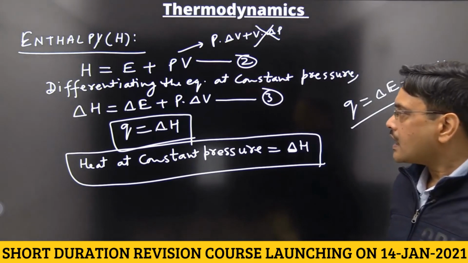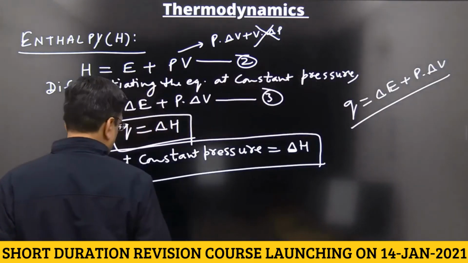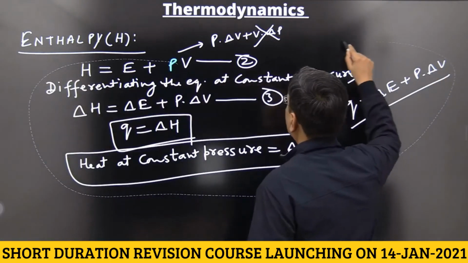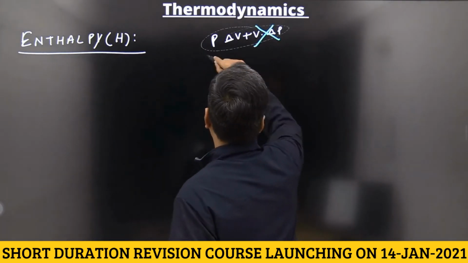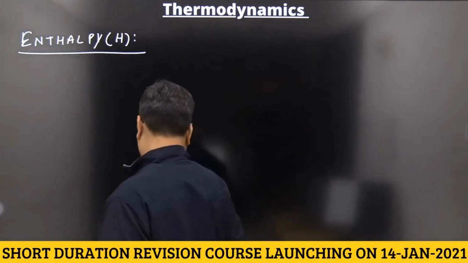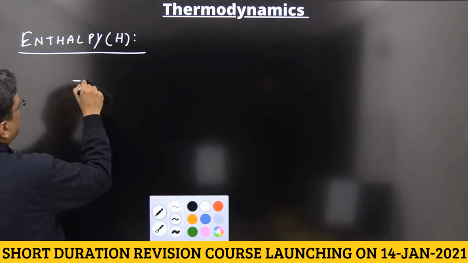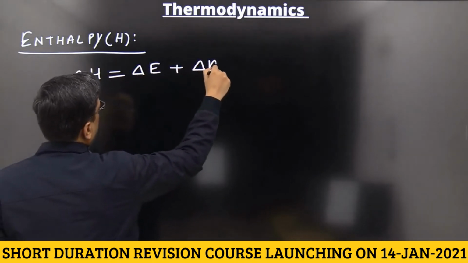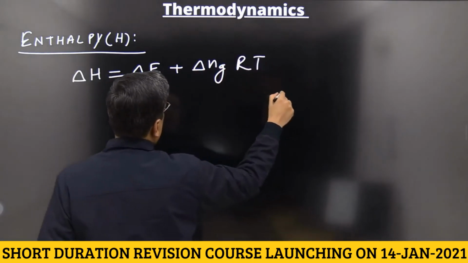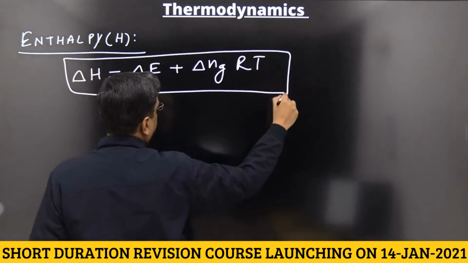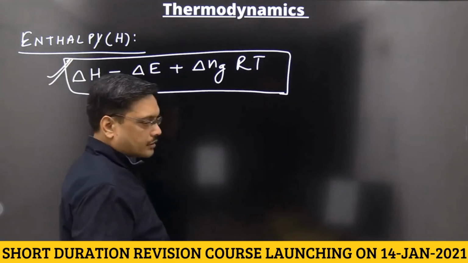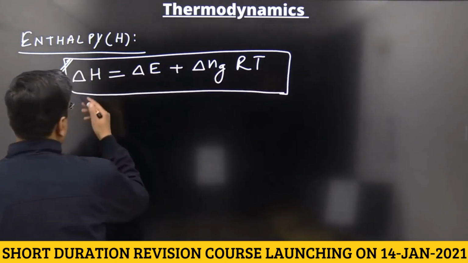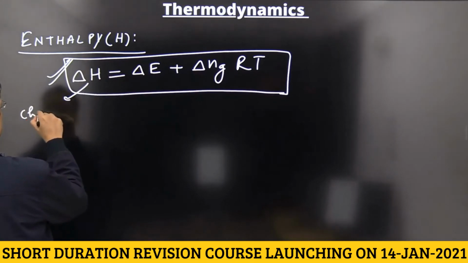Now, another relation, the most important relation, and this formula is important. Another relation of enthalpy: delta H is equal to delta E plus delta n g RT. And from this equation we can solve the question. Here delta H is the change in enthalpy, or heat of reaction.